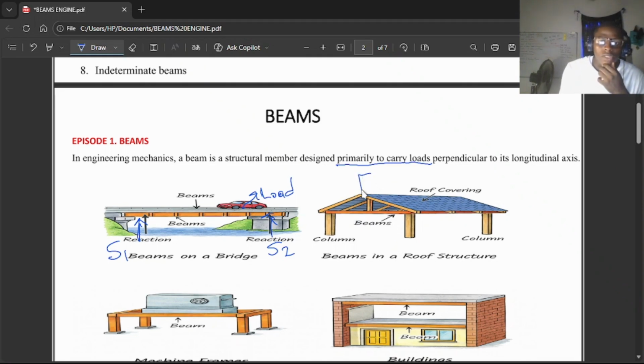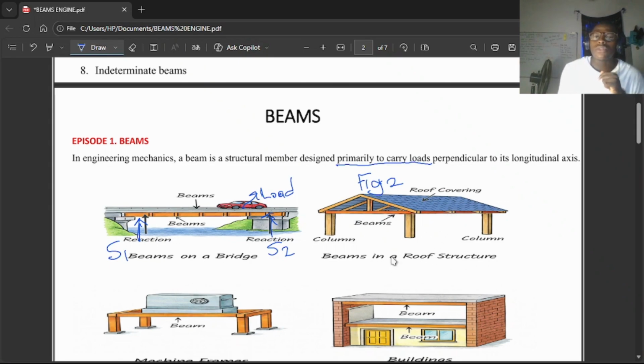Now look at the next figure here. Let's call this fig 2. For your fig 2, you can see beams in a rooftop. I told you earlier that you are not going to consider beams just for bridges. Beams are not only found on bridges. There are other places beams are found. The next thing is beams in a roof structure.